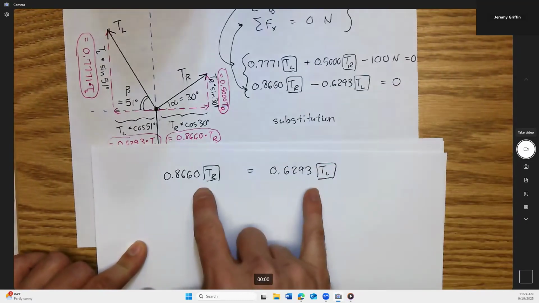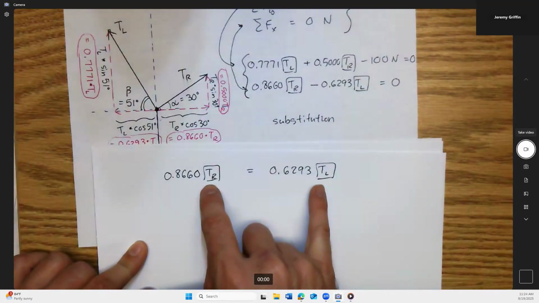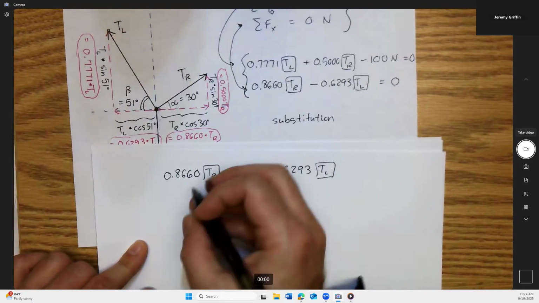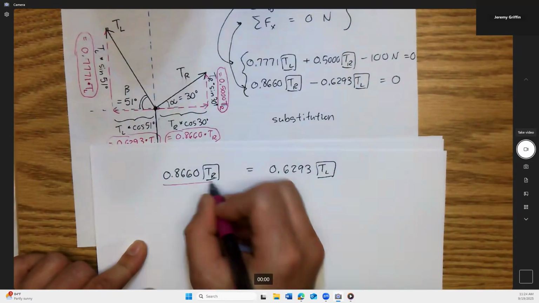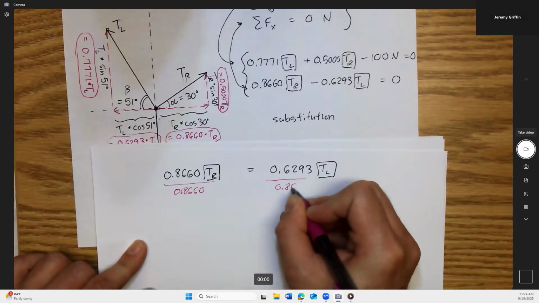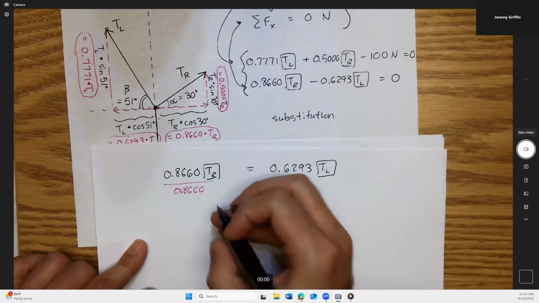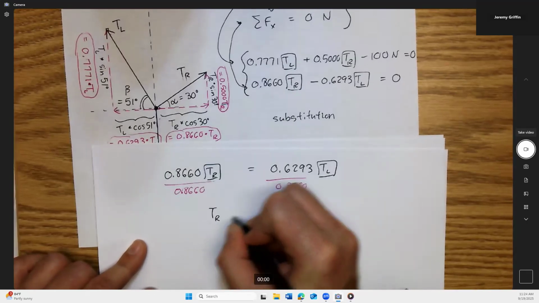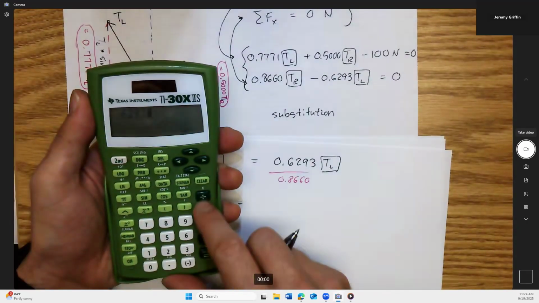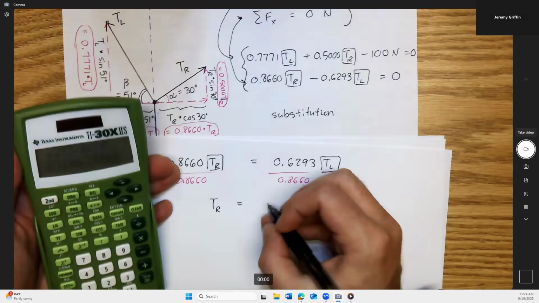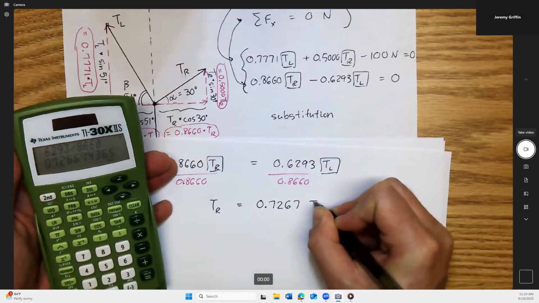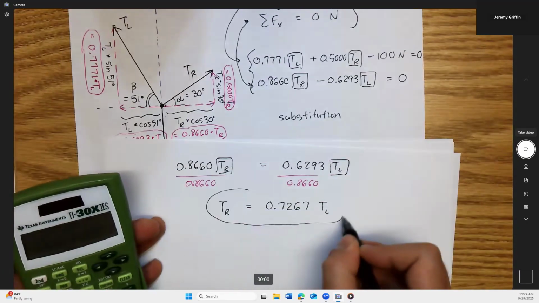And then, guys, how do we get one tension in terms of the other? I have to divide both sides by one of these coefficients. So say I divide both sides by 0.866. So I'm isolating one of the tensions. The tension on the right side equals, if I divide this out, what's 0.6293 over 0.8660? Equals 0.7267 tension left. Now that's an important middle step right there.